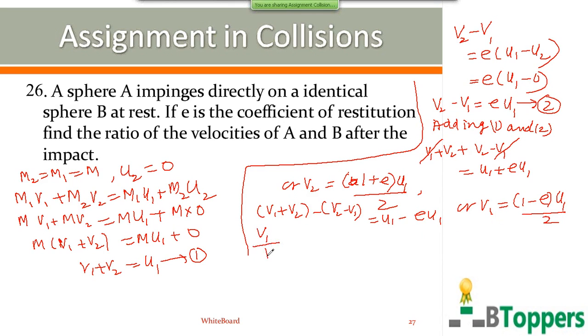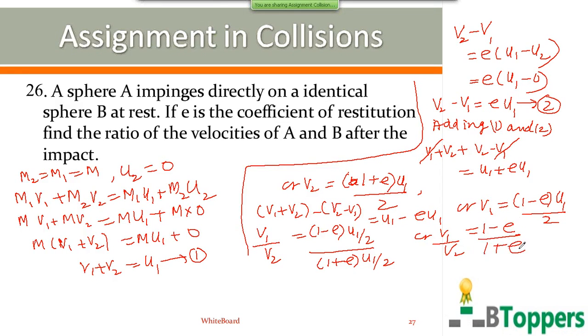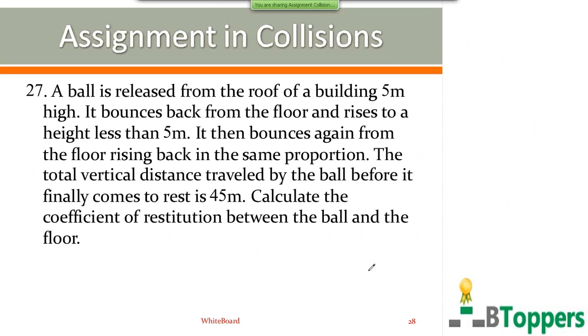So divide v1 with v2. So you get (1 minus e) into u1 by 2 divided by (1 plus e) into u1 by 2. So you get v1 by v2 is equal to (1 minus e) by (1 plus e). If you want to copy the solution, you can take a pause and copy the solution of the problem. Look at the question number 27.